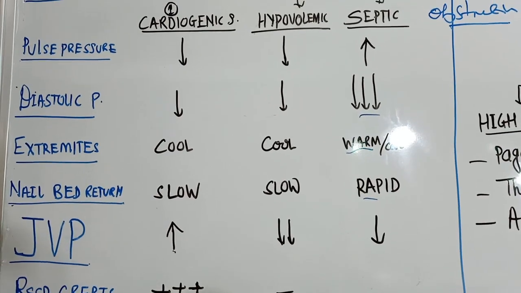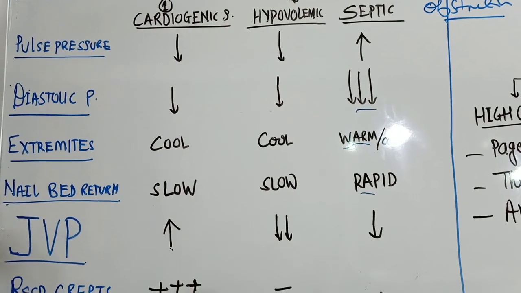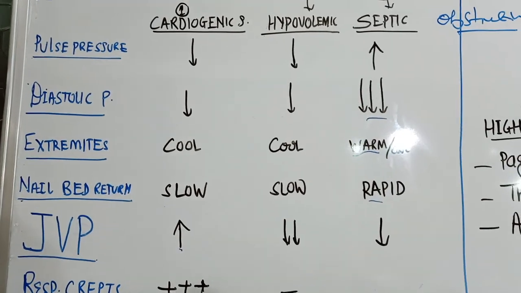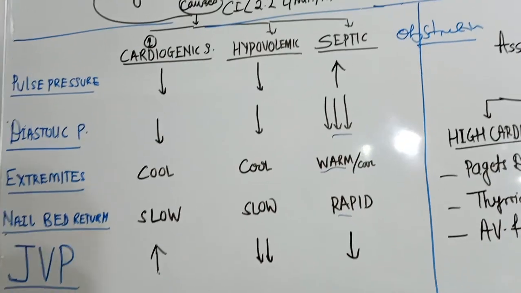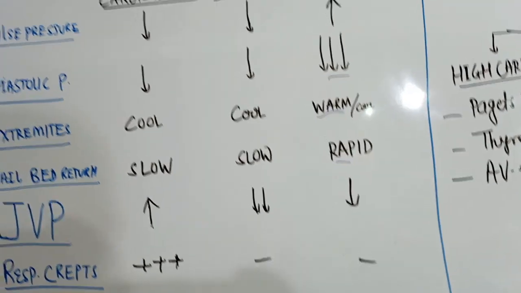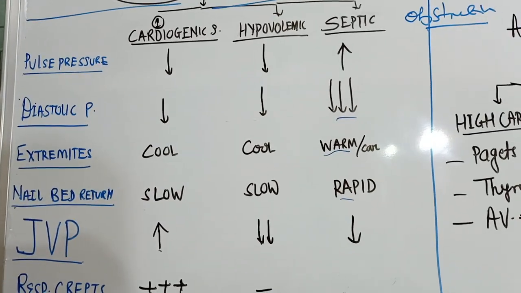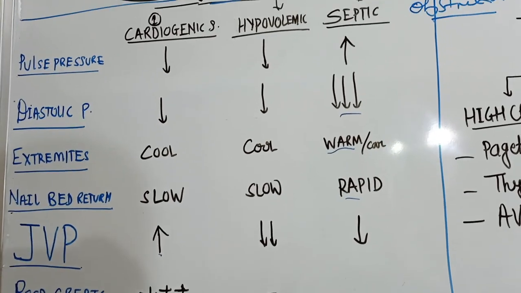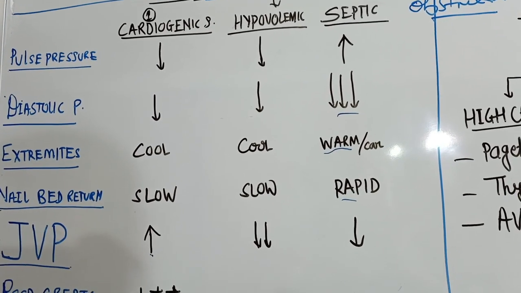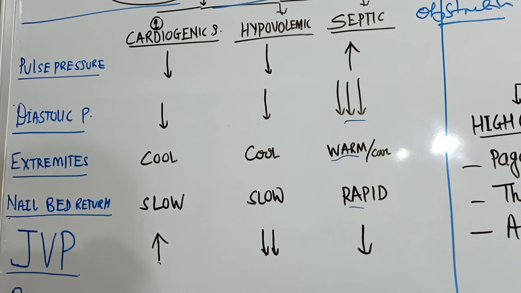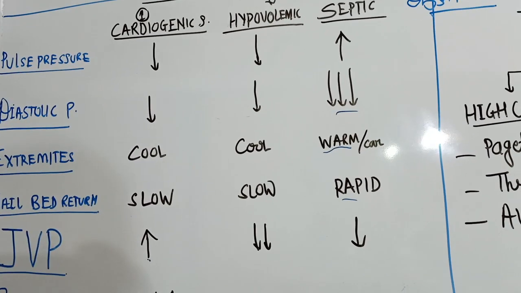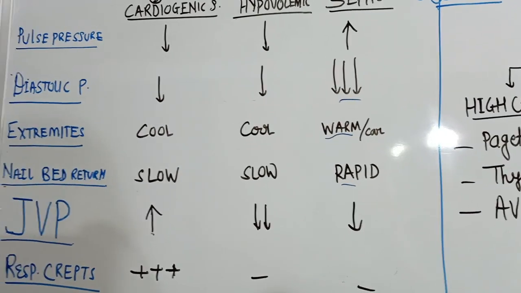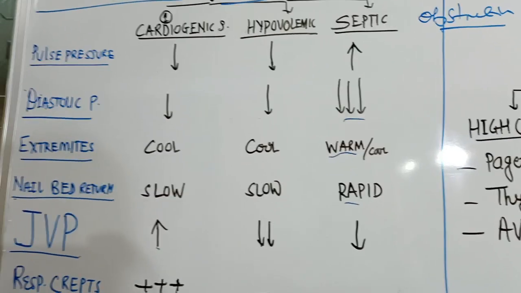Extremities are cool in cardiogenic shock and hypovolemic shock, and extremities are warm in septic shock because there is vasodilatation. Nail bed blood return is very slow in cardiogenic shock and hypovolemic shock. It is rapid in case of septic shock. JVP is raised in cardiogenic shock because there is pump failure. It is very much decreased in hypovolemic shock because there is less blood volume, and in septic shock it is also decreased.